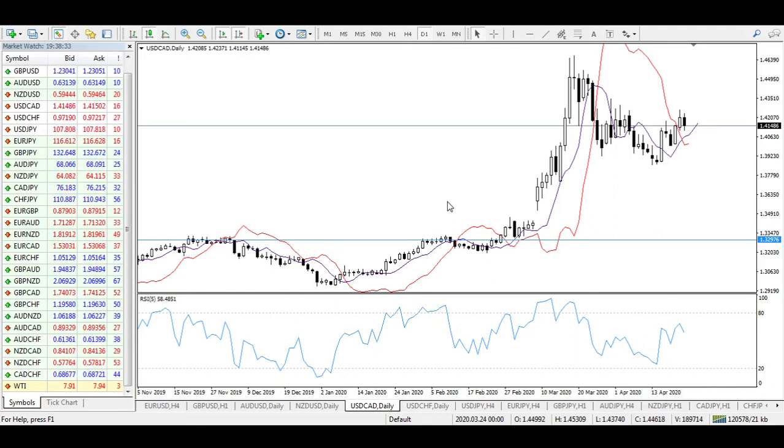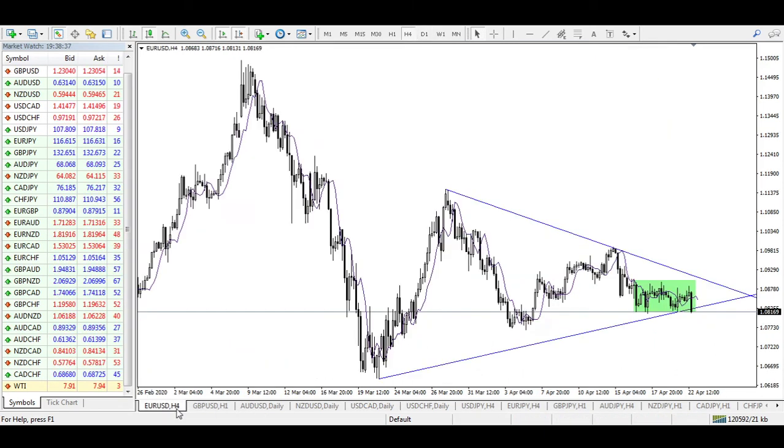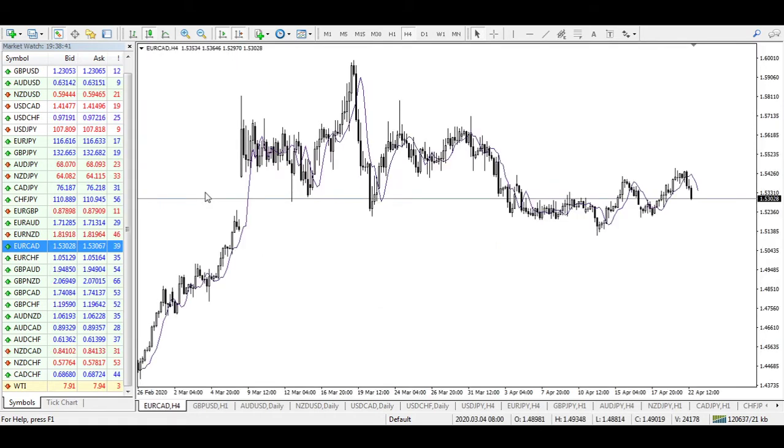All right, so that's all about euro. Now let's plot the chart of euro CAD here. This is my style of comparing all other currencies and finding the weakest currency versus the strongest currency, and then making the decision. There is one more reason to sell euro versus CAD.